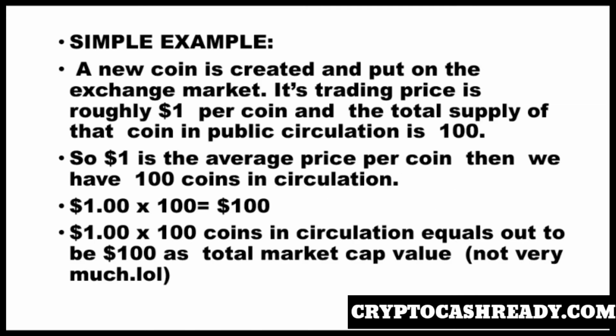Simple explanation. A new coin is created and put on the exchange market. Its trading price is roughly $1 per coin, and the total supply of that coin in public circulation is 100. So $1 is the average price per coin. Then we have 100 coins in circulation. $1 times 100 equals $100. So $1 times 100 coins in circulation equals out to be $100 as the total market cap value.